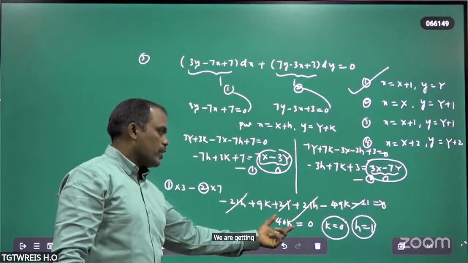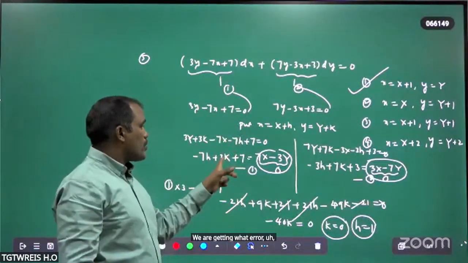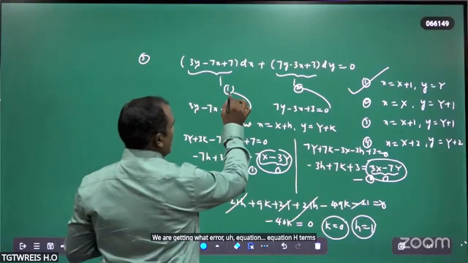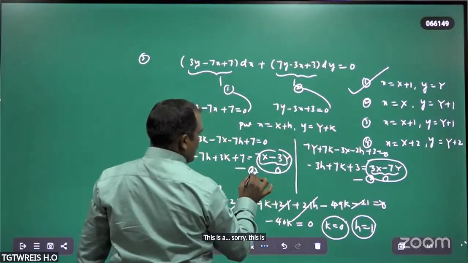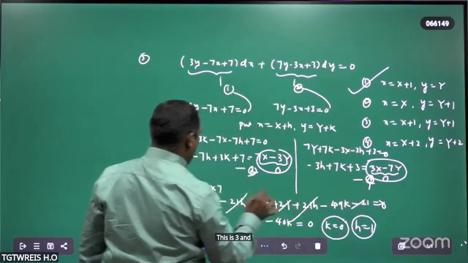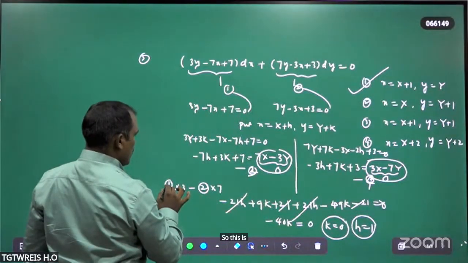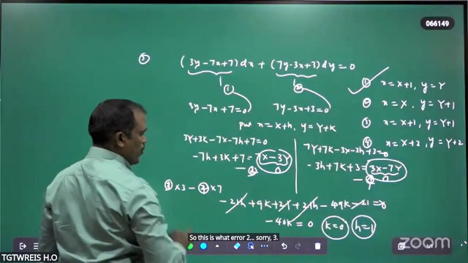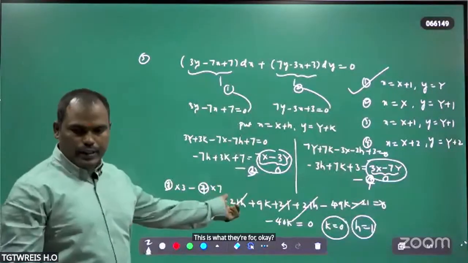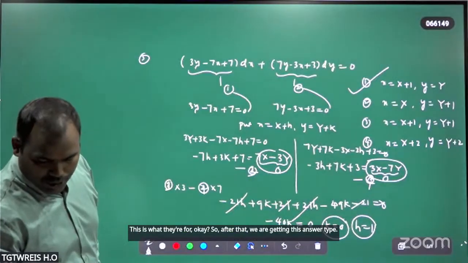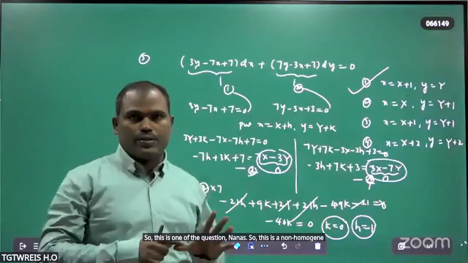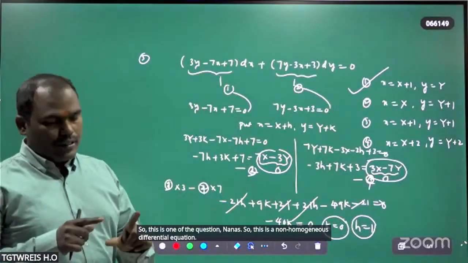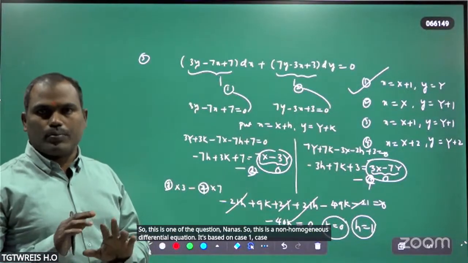We are getting what here? The h terms are in equation 1 and 2, and this is 3 and 4. We can take it like this. After that, we are getting this answer, right? So this is one of the questions. This non-homogeneous differential equation, based on case 1, case 2, case 3, problems are completed.